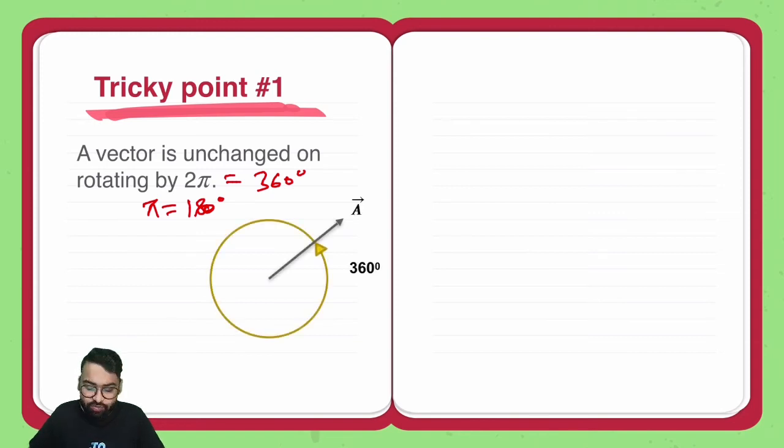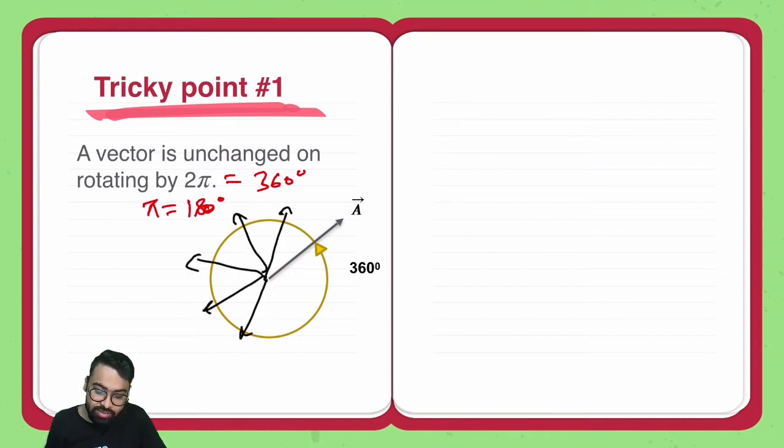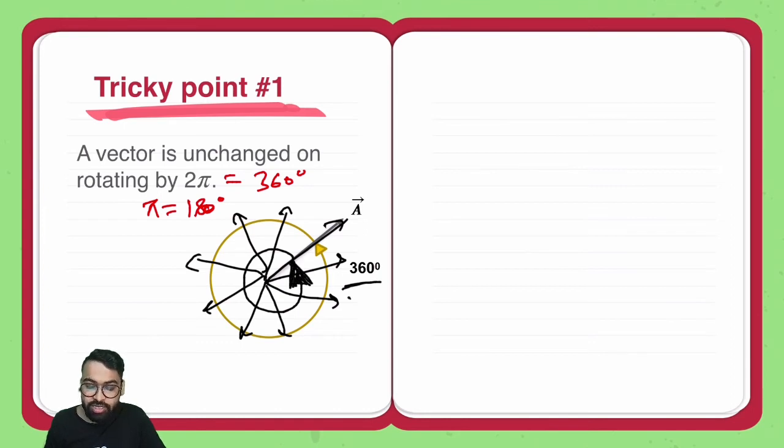So if I had a vector something like this and I rotate it, initially let us say I put it like this, then this, then this, and again like this. So I have covered a full 360 degree and my vector remains unchanged.